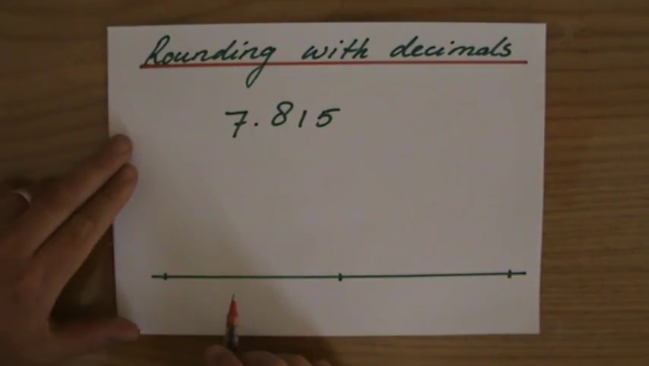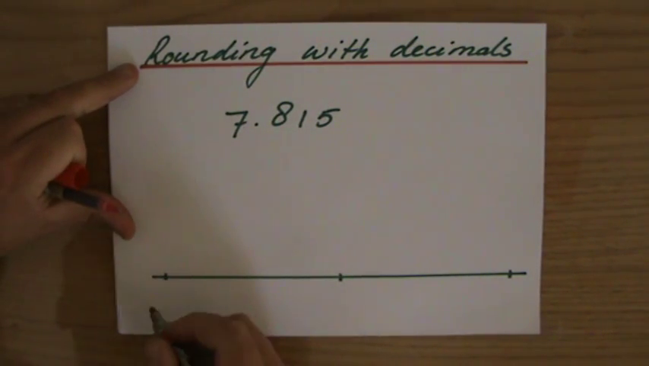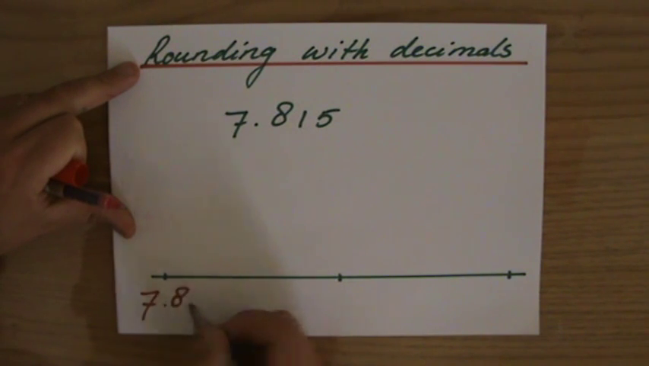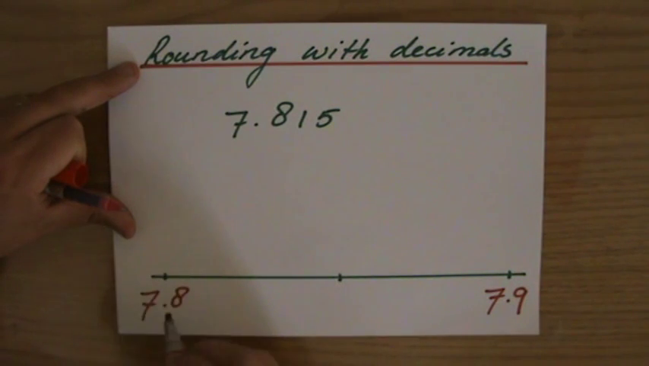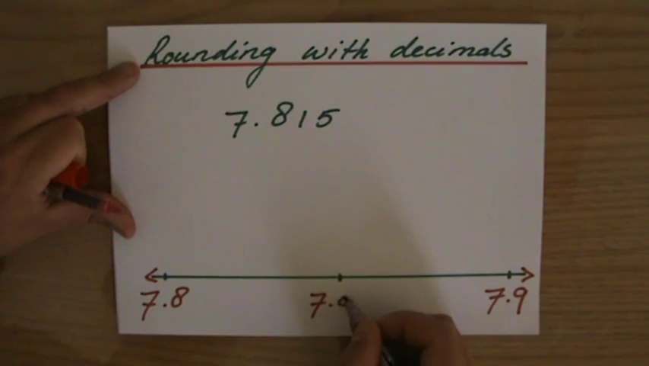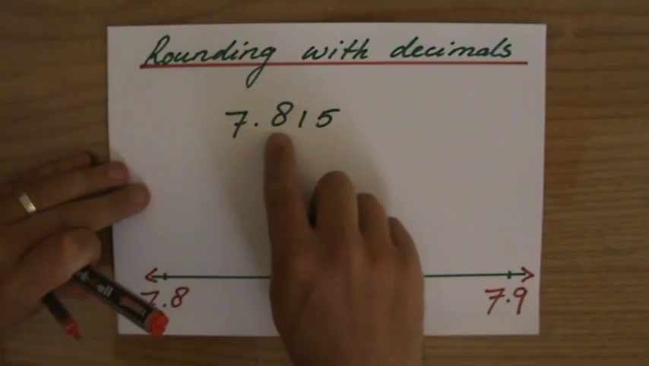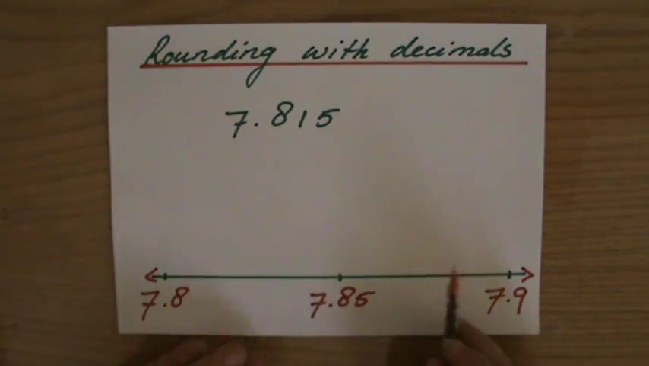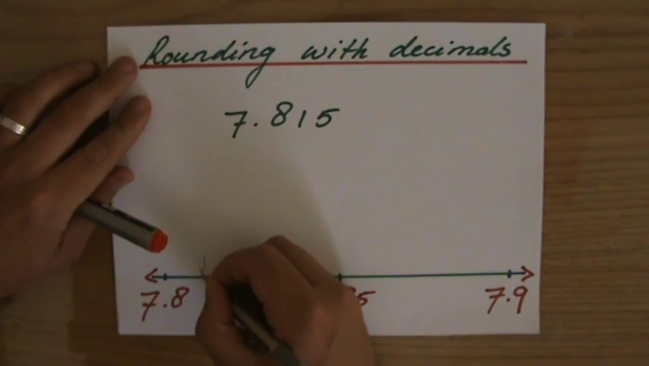One decimal place. Now 7.815 lies between, I hope you realize that, if we're looking at one decimal place, between 7.8 and 7.9. And exactly in the middle, on this number line, we have 7.85. Now where on this number line can I position 7.815? Is that going to be on this side or on that side? And I hope you realize it indeed is on this side, roughly over here.